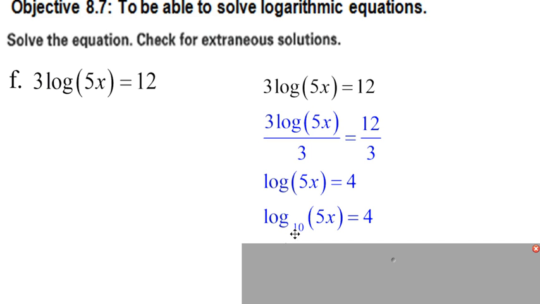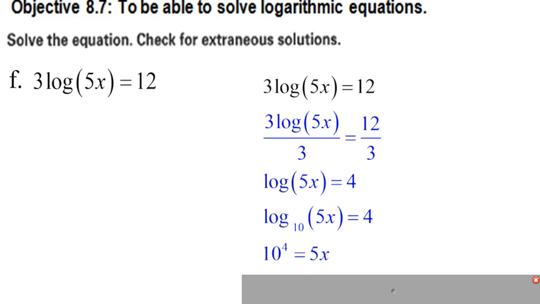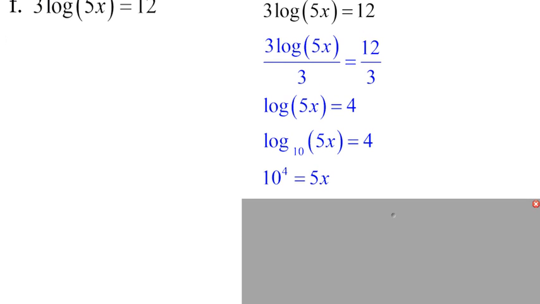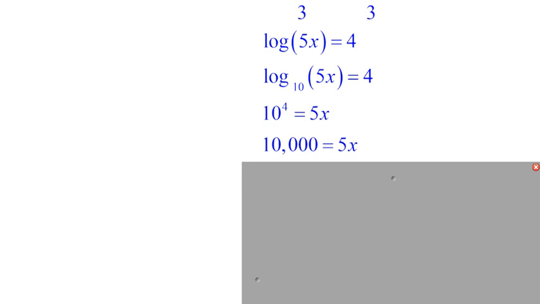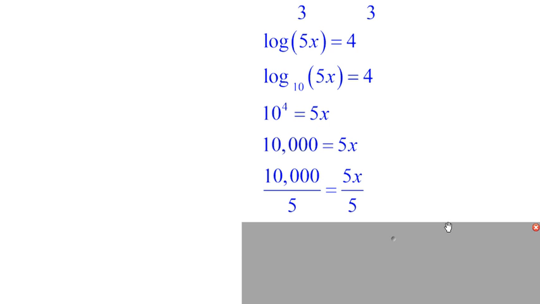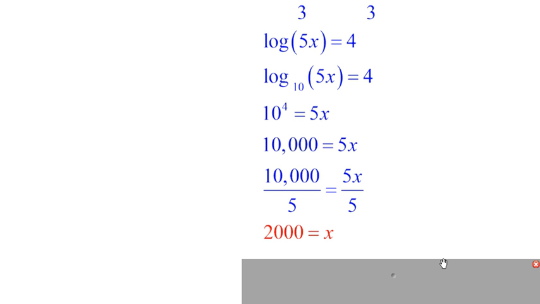So what exponent goes on 10 to give us an answer of 5x? And here's the clue for our exponent. So we have 10 to the 4th equals 5x. We know 10 to the power of 4 is 10,000. In order to solve for x, we would have to undo that multiplication, so we would divide each side by 5. So x equals 2,000.